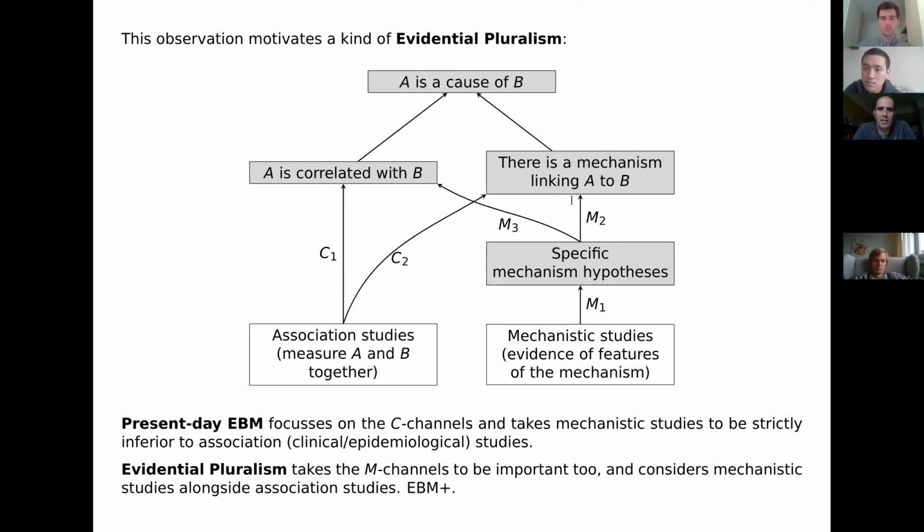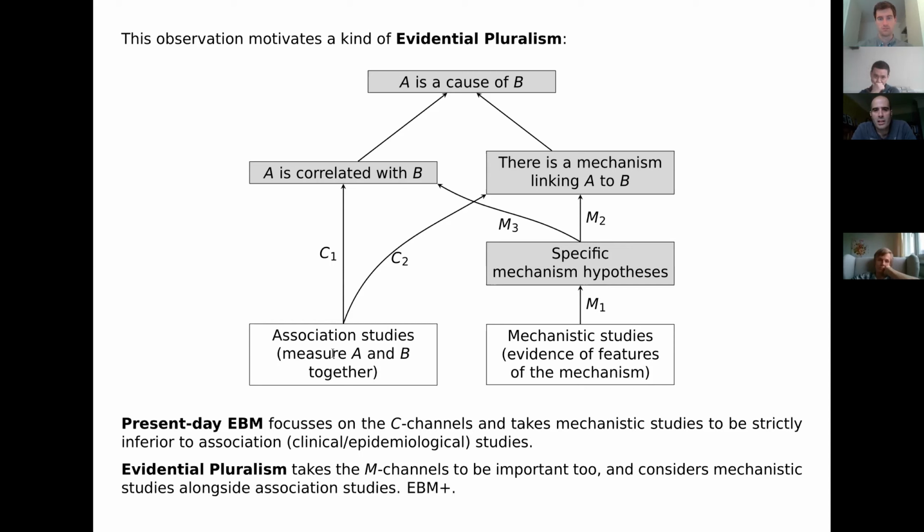So what you're ultimately trying to demonstrate is that A is a cause of B. And as we've just seen, it's not enough to demonstrate correlation. You also need to demonstrate the existence of a mechanism linking A to B. How do you demonstrate these two things? Well, we're particularly interested in two sorts of study. Association studies on the one hand, which measure A and B, repeated instances of A and B together, perhaps with potentially confounding variables. And these include experimental studies, randomized controlled trials, observational studies, cohort studies, and so on, that include repeated measurements of A and B in a particular population.